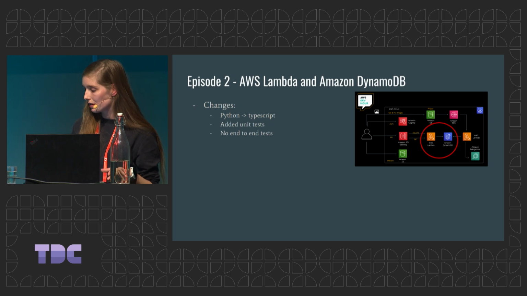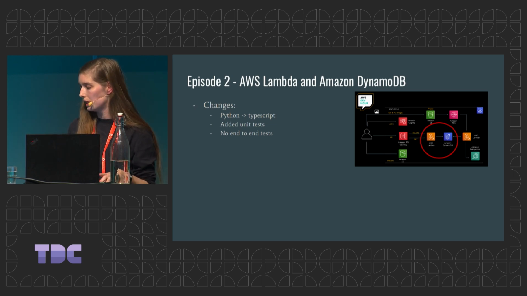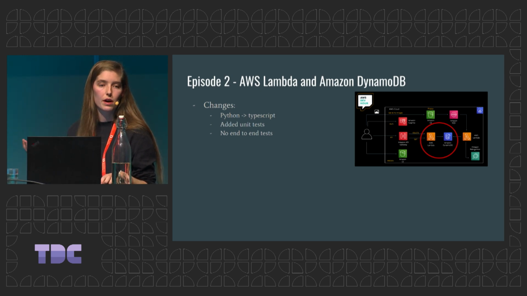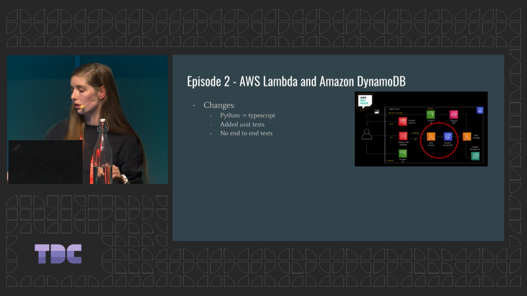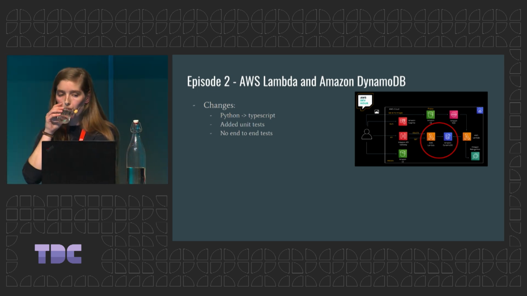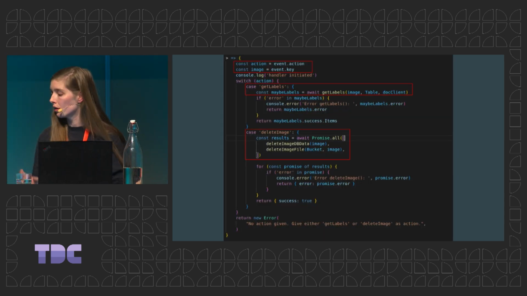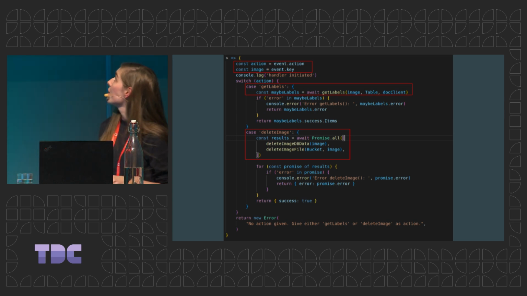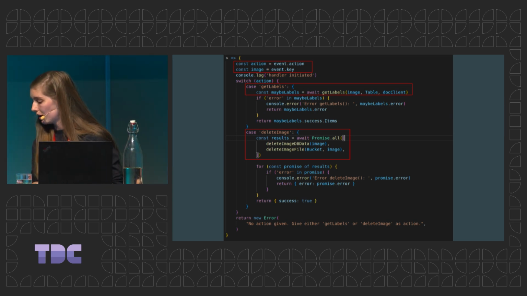Added some unit tests. I did not change the end-to-end test here because during this episode, you don't really know where the event comes from, if it's an API or what it is, so it's a bit hard to know what to test. Here you can see the lambda. You don't see the entire thing because it's a bit long, but you can see the inside of the function at least.